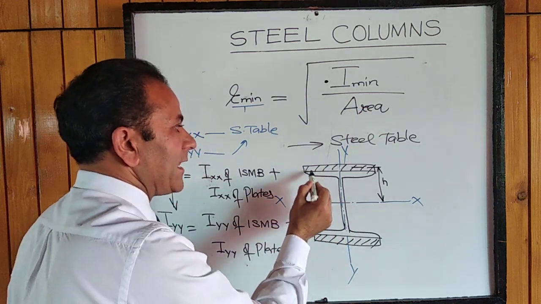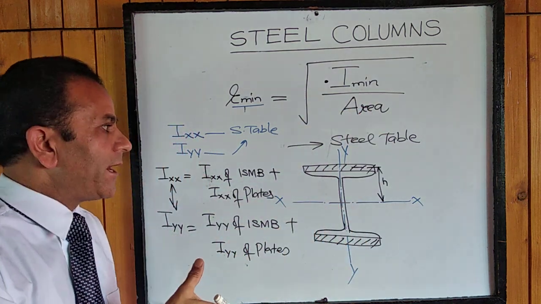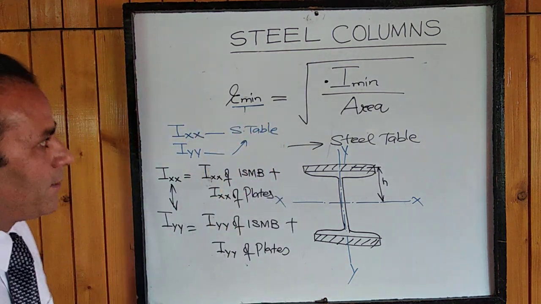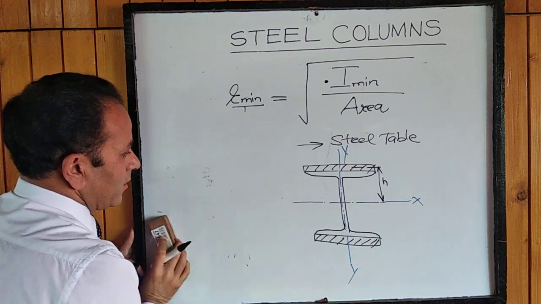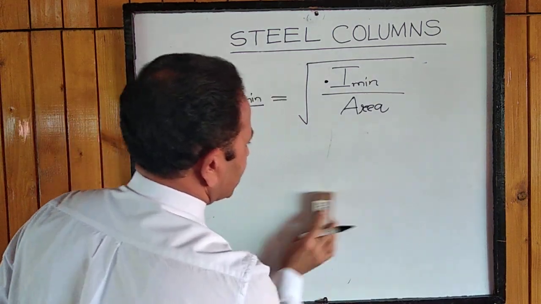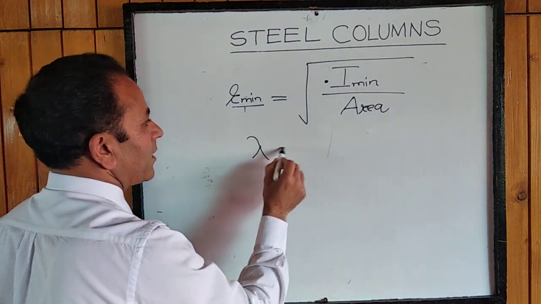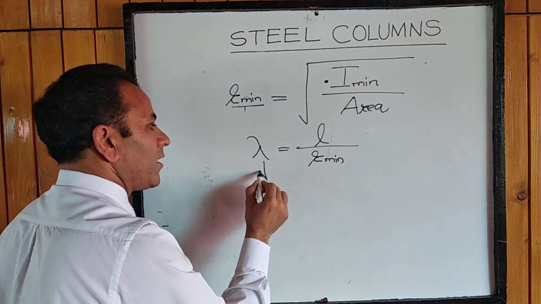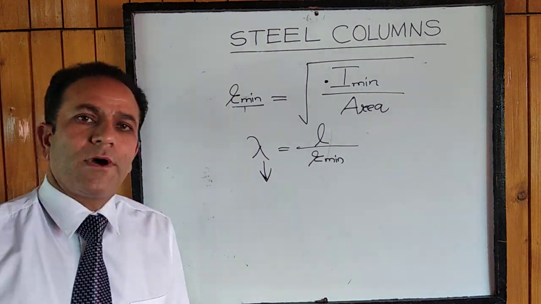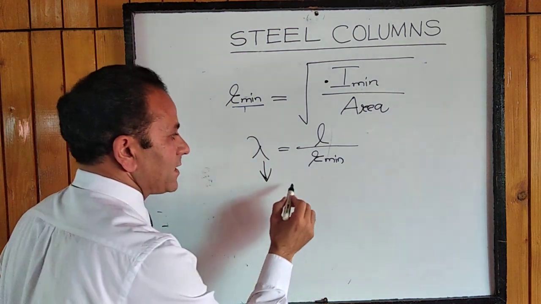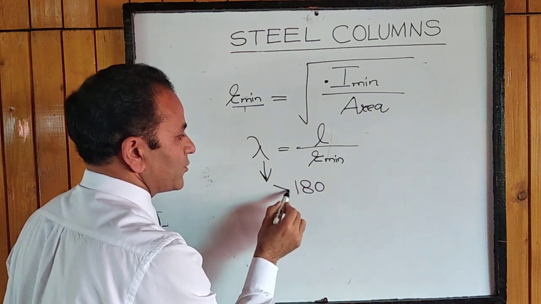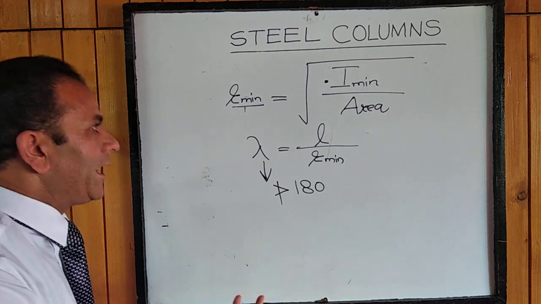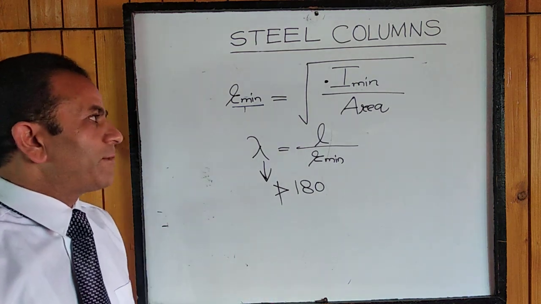Area will be the entire area of the I section plus the plates when it is strengthened with the flange plates, and ultimately we'll get R minimum. So from R minimum, we'll find out the slenderness ratio. Lambda will be L upon R minimum. After getting this value of lambda, we'll see whether it is less than 180. It should not in any case exceed 180. Then our section is okay. We can go ahead and calculate the load carrying capacity for that particular section.